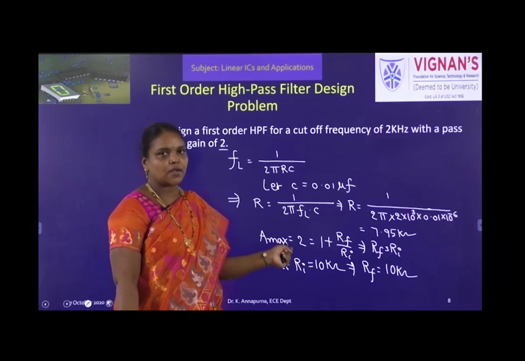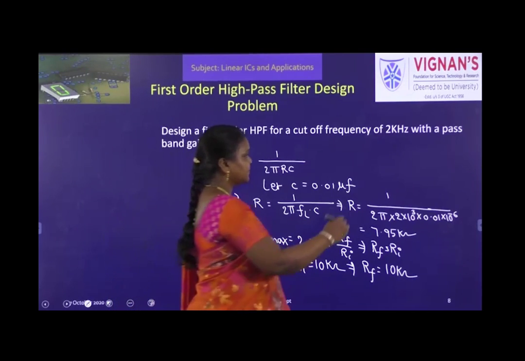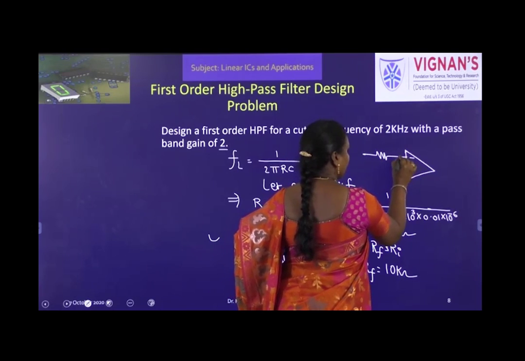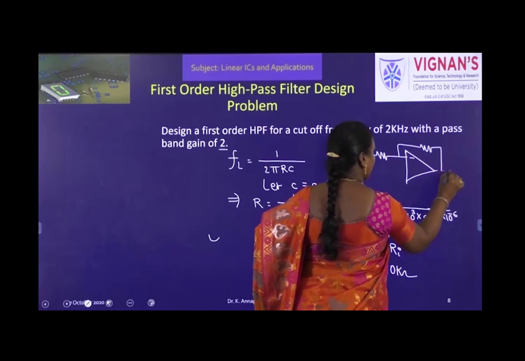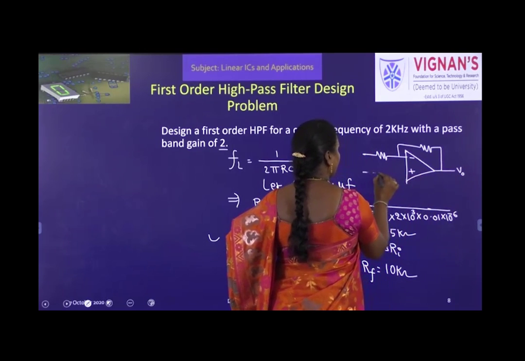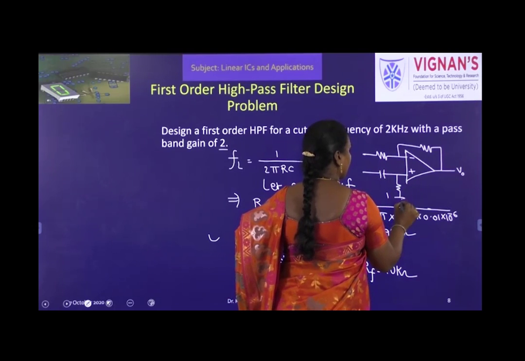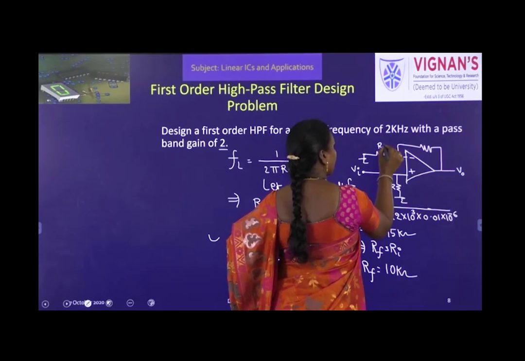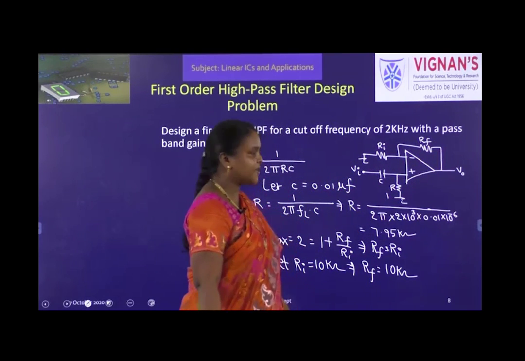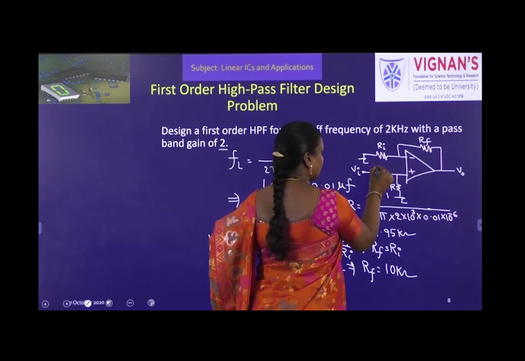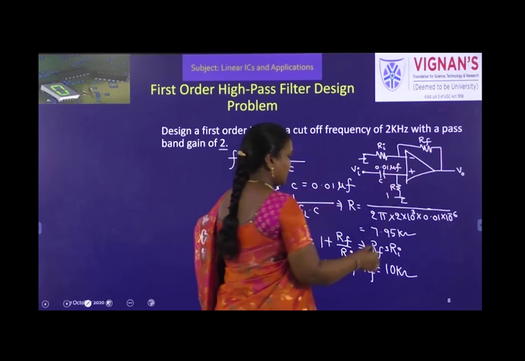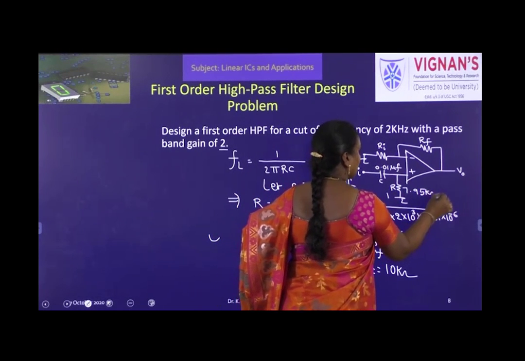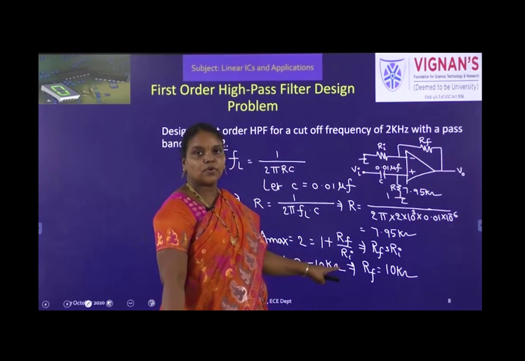Next thing, we need to draw the first order high pass and we have to place these values. Okay, this is the first order high pass. Now, what is the C? What we have assumed, it is 0.01 microfarads. And what is the value of R you got? 7.95 kilo ohms. And what are Ri and Rf values? Both are 10 kilo ohms.